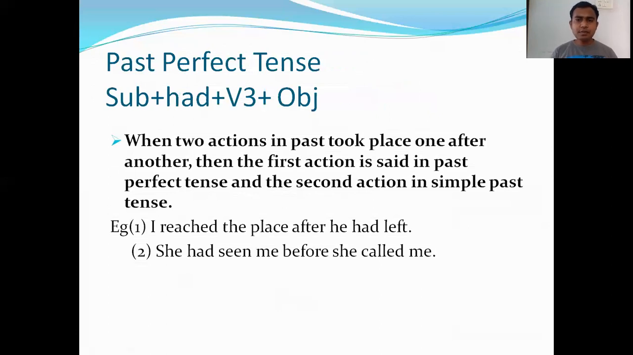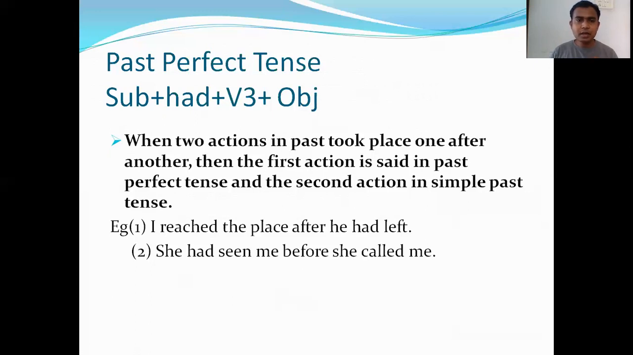Next we have past perfect tense. We use past perfect tense to show two actions which took place one after another. Then the first action is said in past perfect and the second action is said in simple past. Means when two actions in the past took place one after another, the action which took place first is said to be in past perfect tense and the action that happened secondly is considered to be simple past.